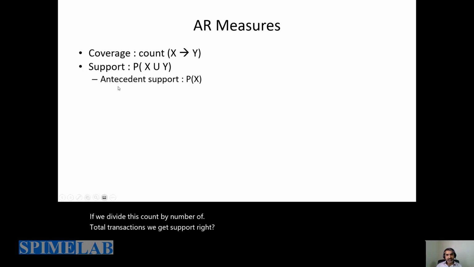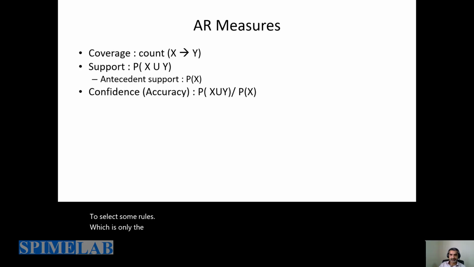We can also use antecedent support to select some rules, which is only the probability of X. The confidence, which in classification we learn as accuracy, in association rule mining we call confidence, is the ratio of your support divided by antecedent support. Probability of X union Y divided by probability of X.